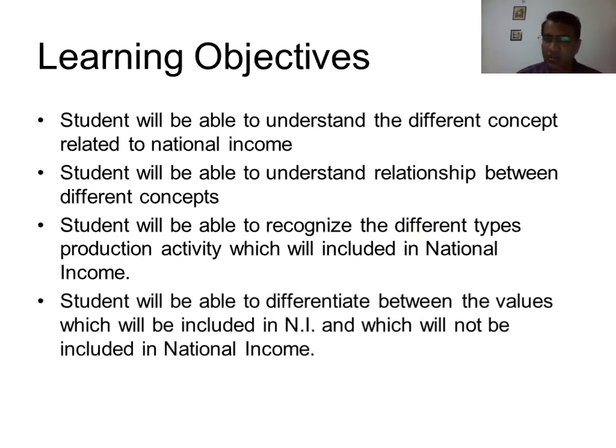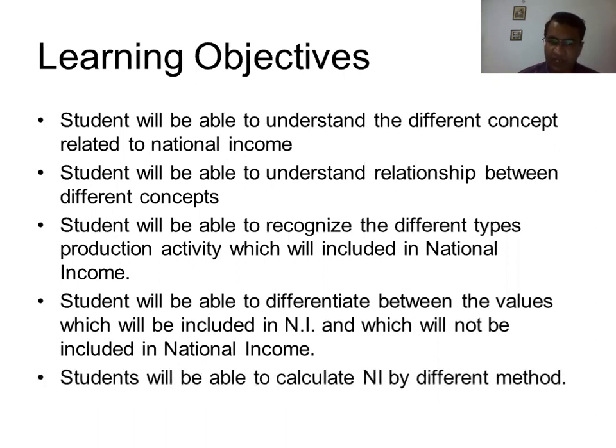And they will also be able to differentiate between the values which will be included in national income and which will not be included, and also the different types of activity. And then they will know how to calculate the national income by the different methods. Like we have three methods: income method, expenditure method, and product method, which may also be called value added method. So after finishing these concepts, they will be able to calculate the national income by different methods.